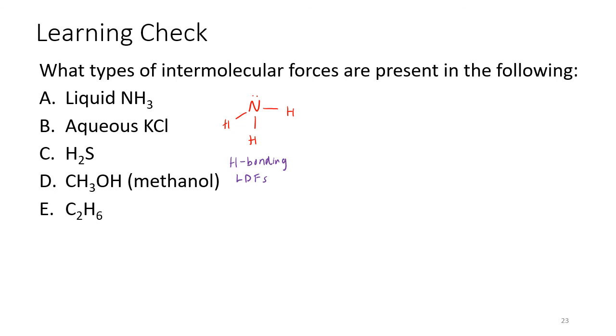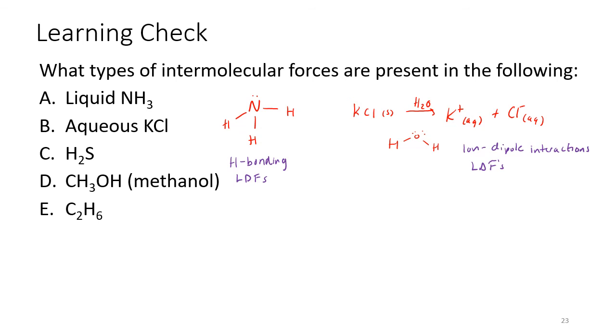Aqueous potassium chloride. Potassium chloride is a solid, but if we dissolve it in water, it will break up into potassium cations and chloride anions. We have to remember that water is also a polar molecule, so we have ions and we have a polar molecule that will have strong hydrogen bonding. Therefore, we're going to have ion-dipole interactions. London dispersion forces will still also be present.